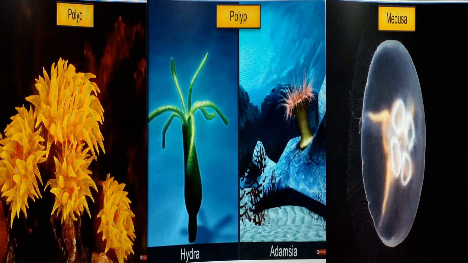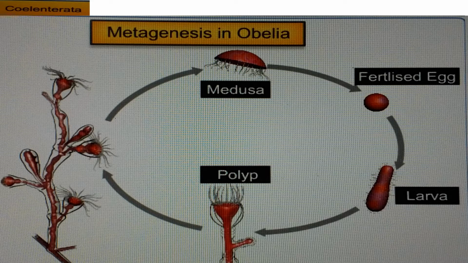Polyp is sessile and cylindrical form like Hydra and Adamsia, while medusa is umbrella shaped and free swimming. Some, like Obelia, exist in both the forms. They exhibit alternation of generation. Polyps produce medusae asexually and medusae form polyps sexually. You can see here in this image it is clearly shown. This phenomenon is called metagenesis.